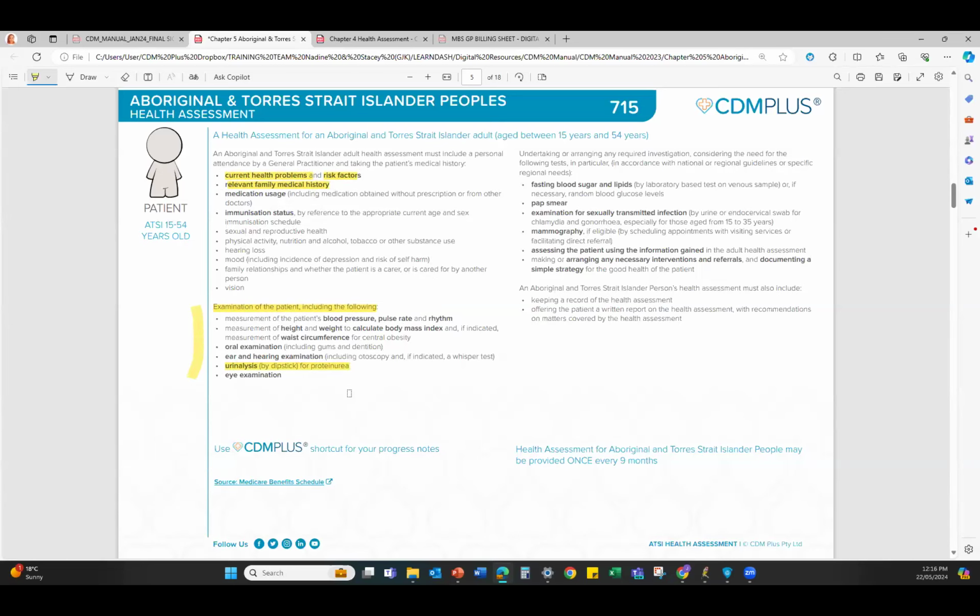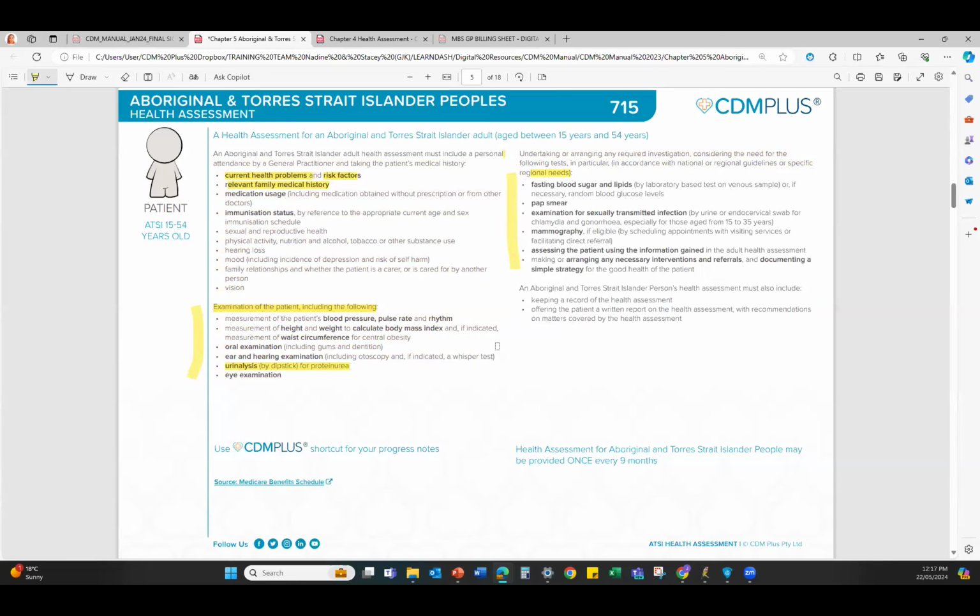My preference is to do a urinalysis on any health assessment, and that will be something that you might discuss with your practice as well. And then you can see there's additional examinations that the GP might organise for the patient. So you can see that's actually quite different to what we're looking at with that child health assessment as well.